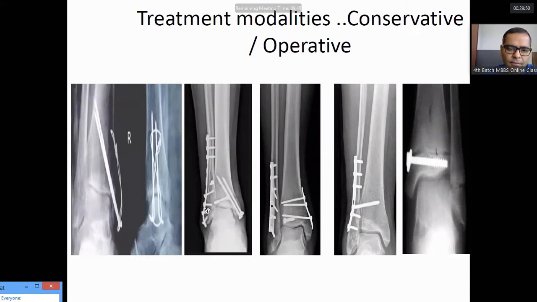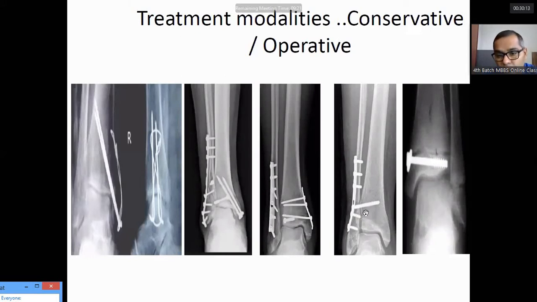And there is a plate and screw for the lateral malleolus. Same picture right here. This is the typical buttress. When there is a supination adduction type of injury, when the medial malleolus gets a vertical fracture, we may need to buttress with the plate from the medial side. This type of fixation depends on the fracture morphology.